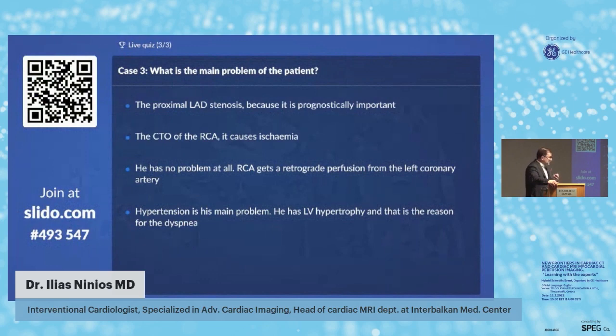Is it a proximal LAD stenosis because it's prognostically important? Is it the CTO, the chronic total occlusion of the right coronary artery because it causes an ischemia? Or he has no problem at all because the right coronary artery gets a retrograde perfusion from the left coronary artery? Or hypertension is his main problem because he has a left ventricular hypertrophy, and that's the reason for the dyspnea.